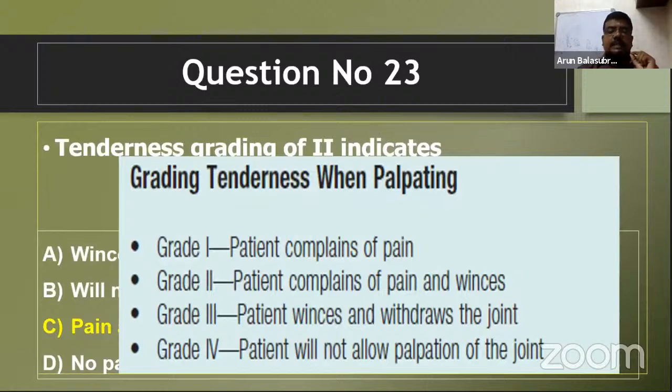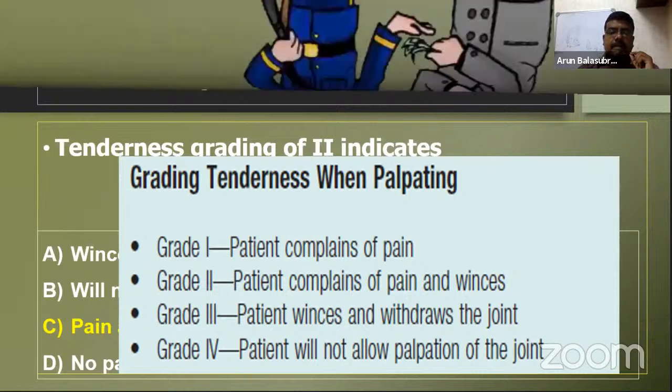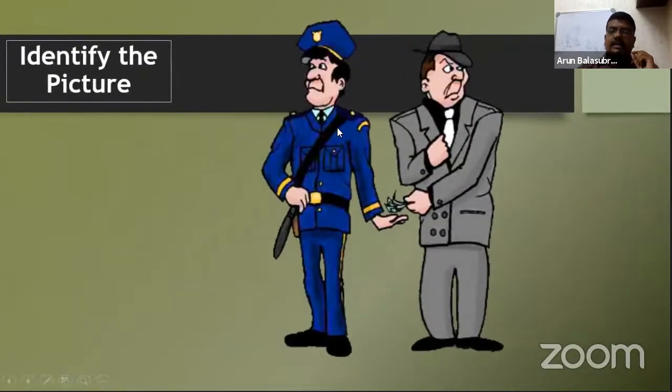Grade 1 is the patient complains of pain when you palpate. Grade 2 is the patient complains of pain and winces. Grade 3 is pain, winces, and withdraws; he suddenly removes it when you palpate. And grade 4 is the patient not allowing you to touch, saying, please note sir, I have severe pain. So that is grade 4 of palpation. For a very easy picture, what is the picture? It is the palsy, right? Policeman's tip or porter's tip.